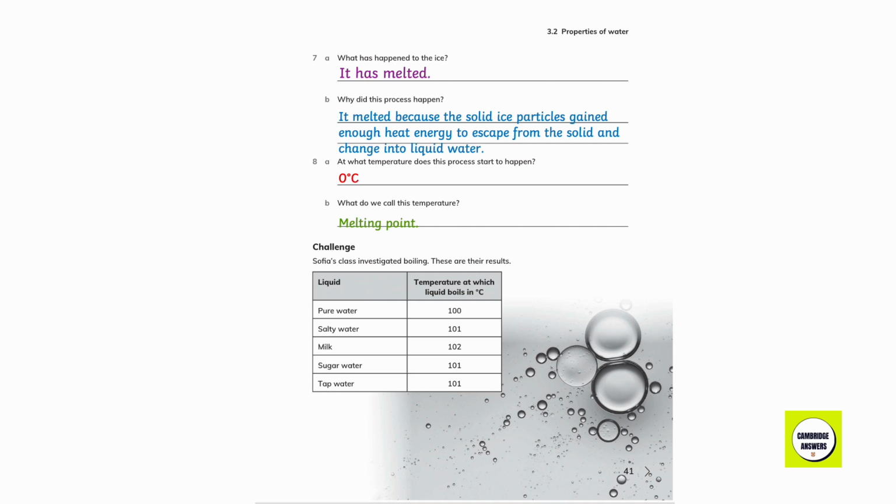What do we call this temperature? Melting point. Sophia's class investigated boiling. These are their results. Liquid, temperature at which liquid boils in degrees centigrade. Pure water, 100. Salty water, 101. Milk, 102. Sugar water, 101. Tap water, 101.